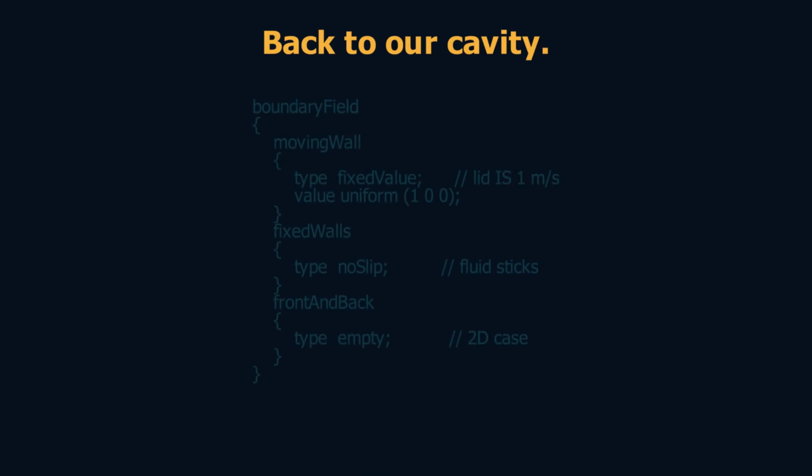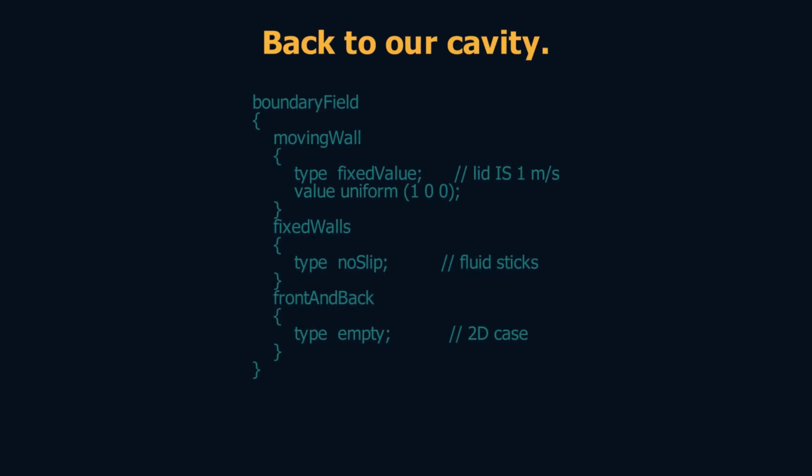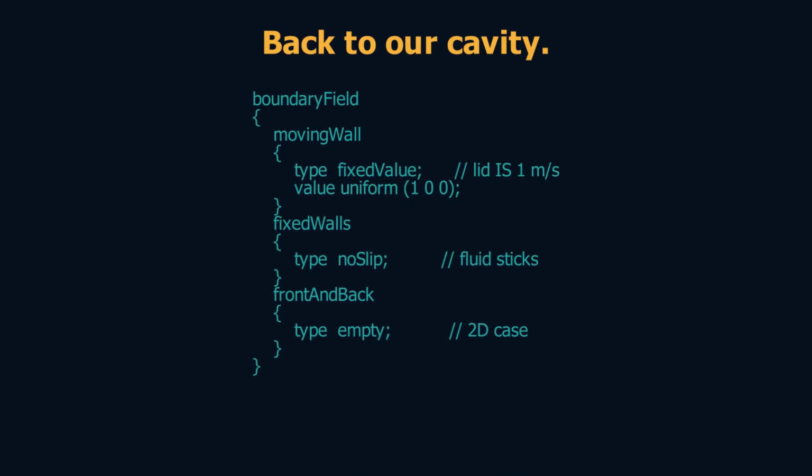Let's read our cavity's velocity file with new eyes. Every line should now make sense. The moving lid: fixed value, 1 meter per second, a Dirichlet condition. The other walls: noSlip, the fluid clings to them. And front and back: empty, because this is a two-dimensional problem. No magic. Just the two ideas, fix the value or fix the change, applied to each edge of the box.